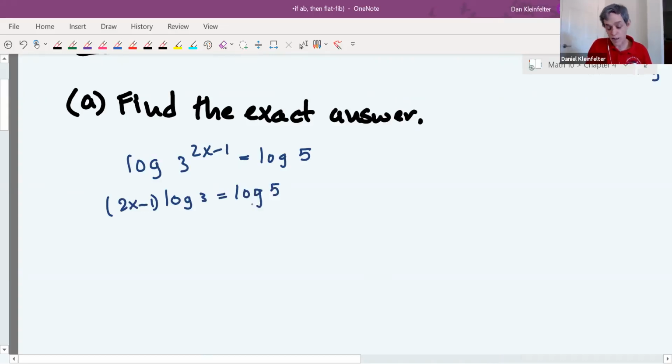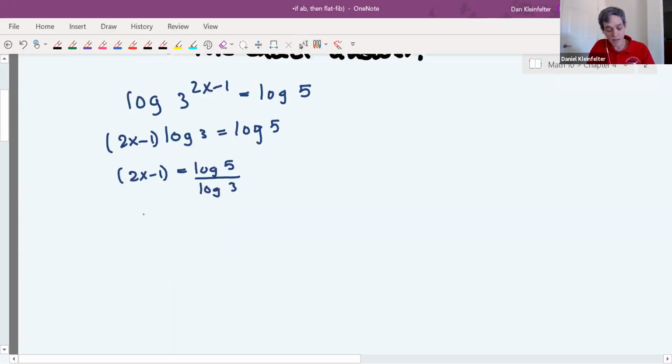In general, whenever you want to get access to a variable that's in an exponent, you want to think about taking logarithms of both sides. We want to get our x now, so let's divide both sides by log 3. So we'll say 2x minus 1 is equal to log 5 over log 3. And then add 1 and divide by 2.